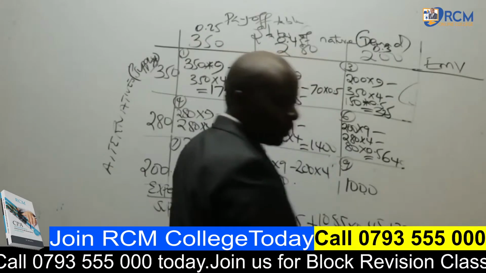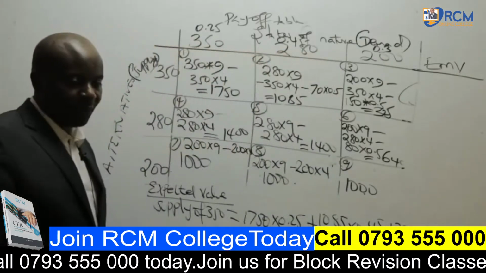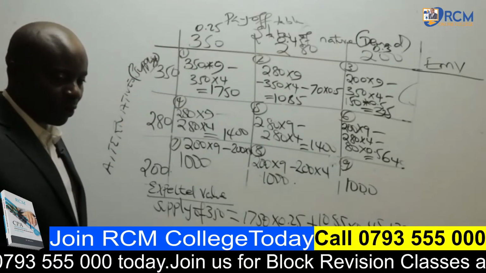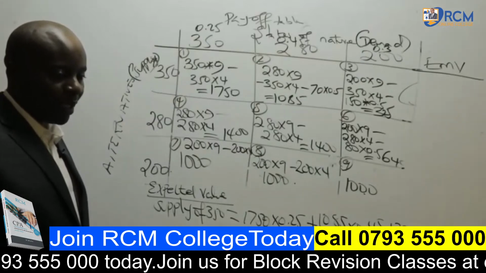So could you kindly give me an answer? Should we decide to supply 350, what will be the expected value?